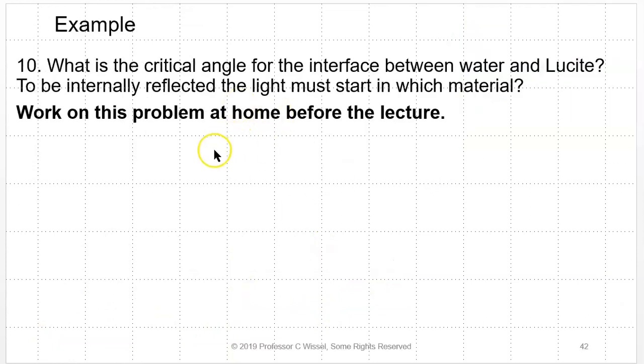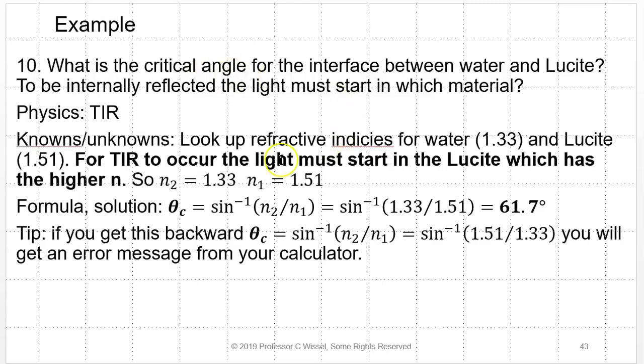Okay, example: what is the critical angle for the interface between water and lucite, and to be internally reflected, the light must start in which material? First thing you want to do, besides working at this problem at home, is to look up the index of refraction of water and lucite. You probably memorized water. Lucite, look it up, it's 1.51. So you need to be in the lucite because it has to start in the higher index of refraction or else it doesn't work. The answer to that is you must start in the lucite.